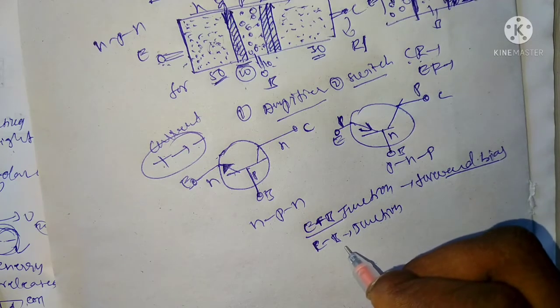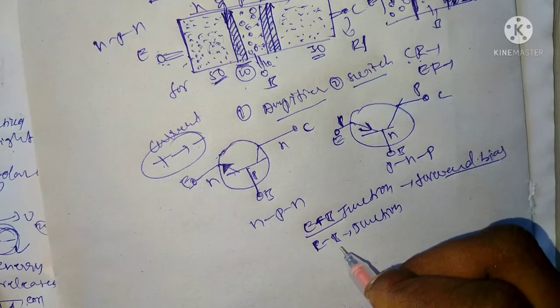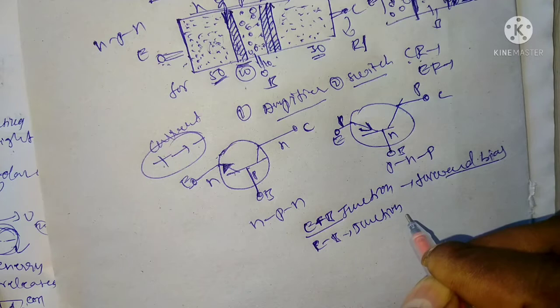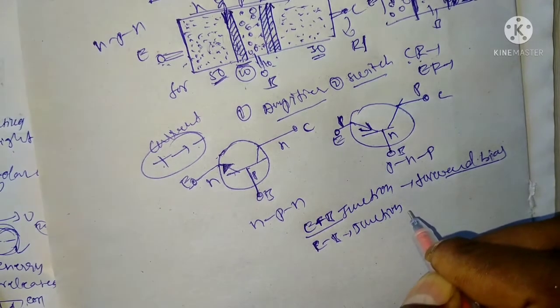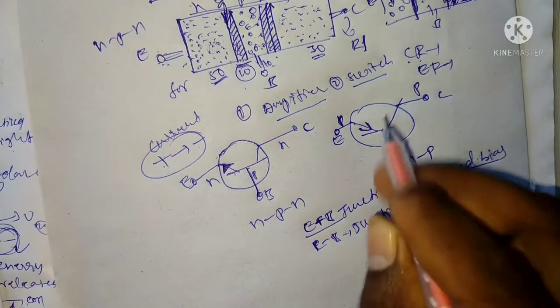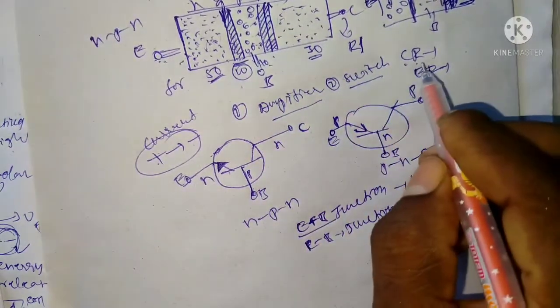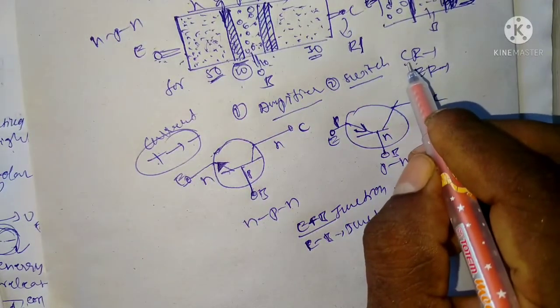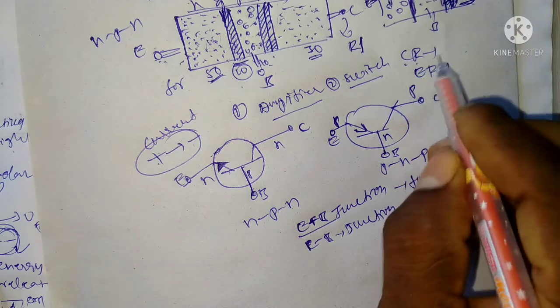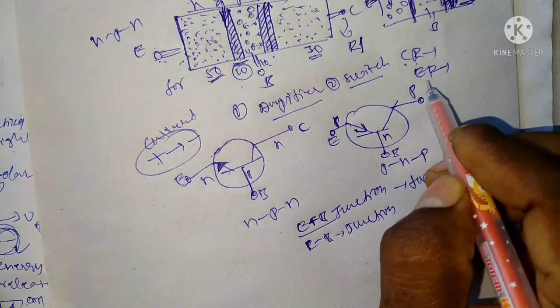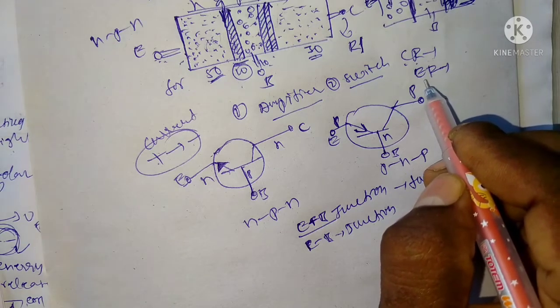The base collector junction is a reverse bias connection, because of the width of the depletion layer. That is, CR means collector connected with reverse bias.